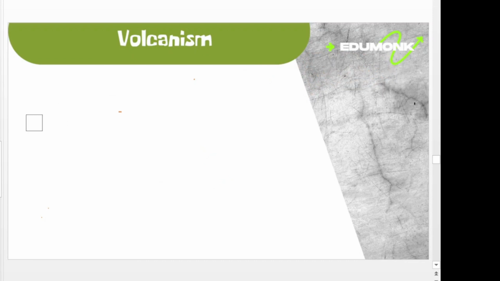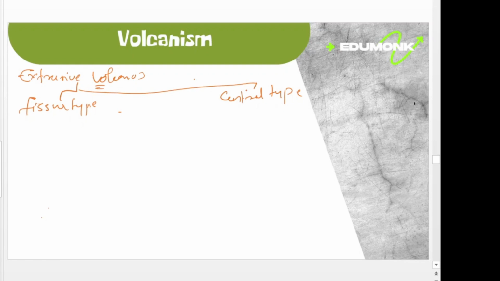Then here's the volcanism. Then extrusive volcanoes. The extrusive volcanoes we can classify again into two. First one is fissure type, then central type. Extrusive volcano is again classified into two: fissure type and central type.